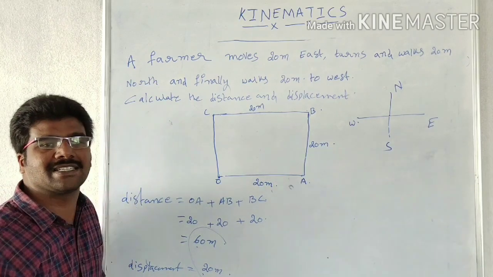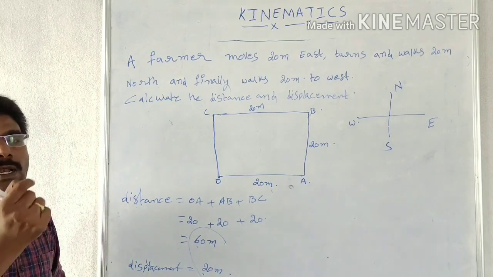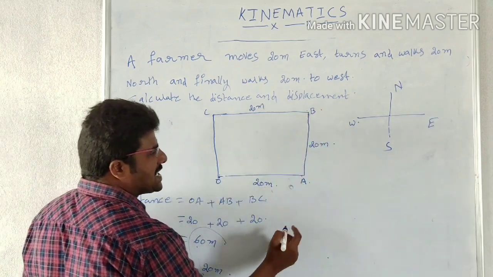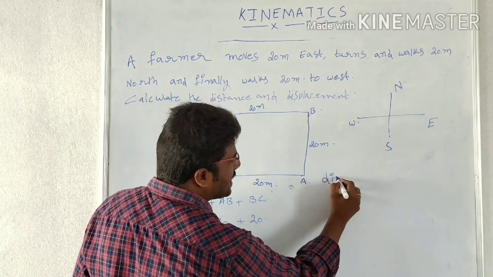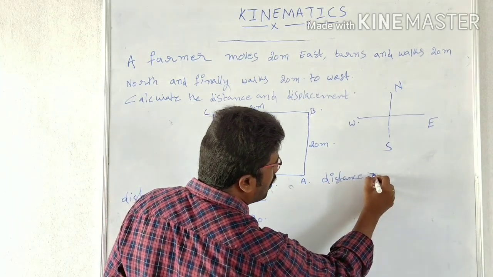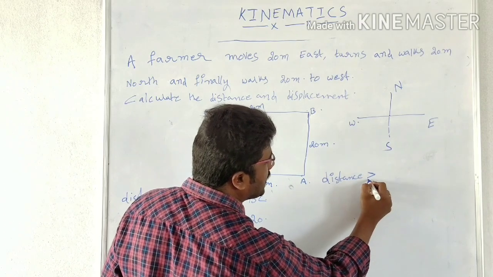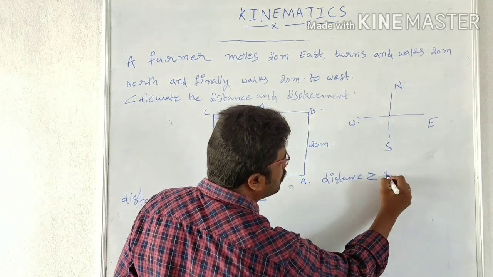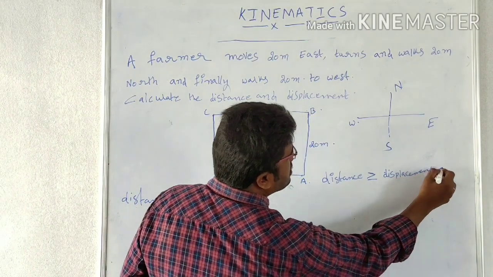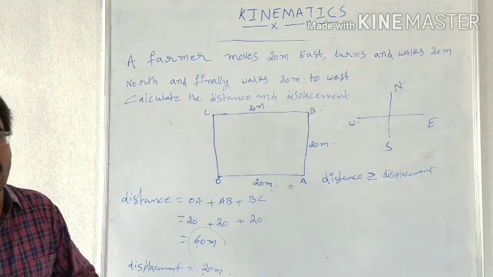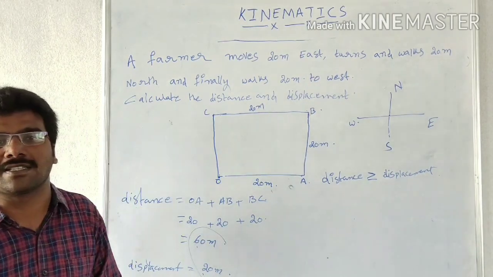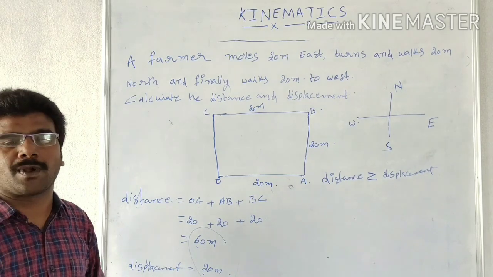Only in some cases the displacement value will be equal to distance. So in most of the cases we can write like this: distance value is always greater than or equal to displacement. In the last problem also, if you observe, the displacement value is less when compared with the distance. Okay, this is one type of problem.